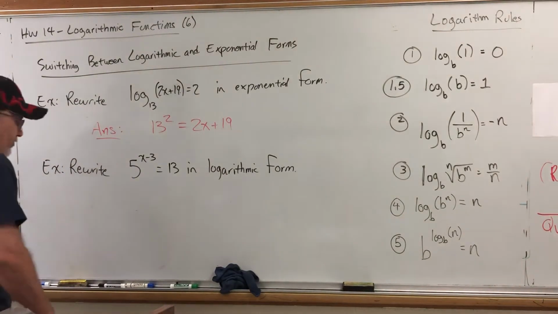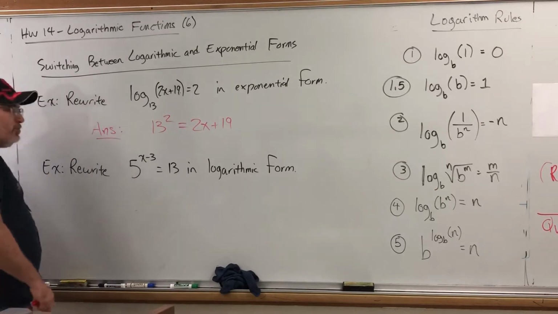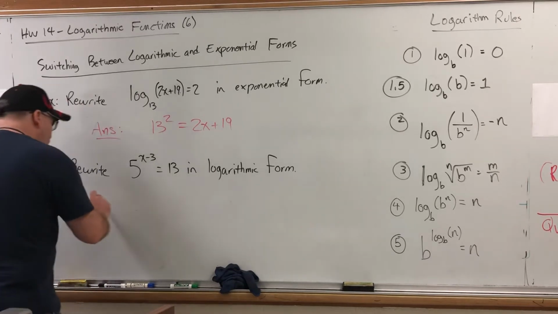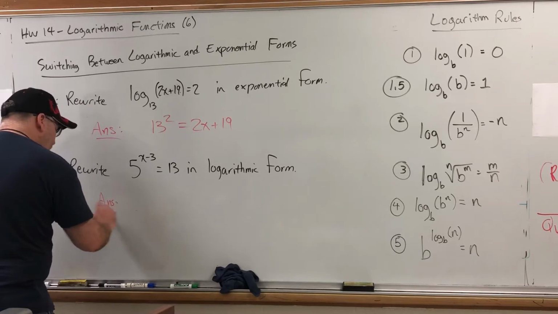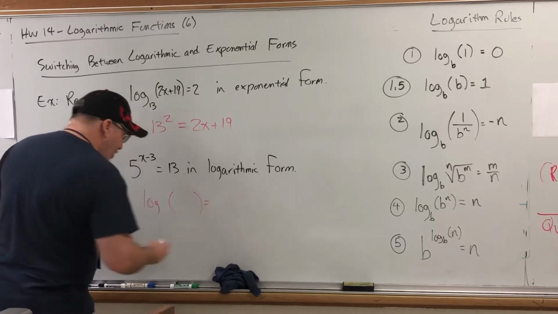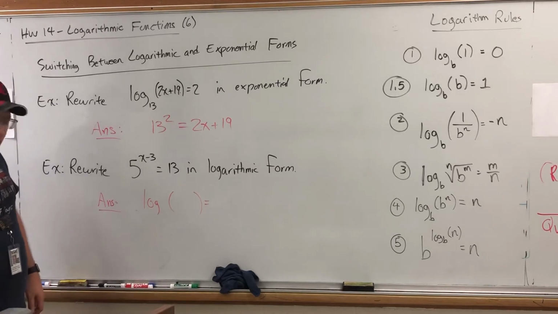And whatever you do in one direction, you can usually do the other. For example, let's write 5 to the x minus 3 power equals 13 in logarithmic form. When you're going back to logarithmic form, start building your logarithm, leave some parentheses for the argument, and remember how the pieces of a logarithm work.